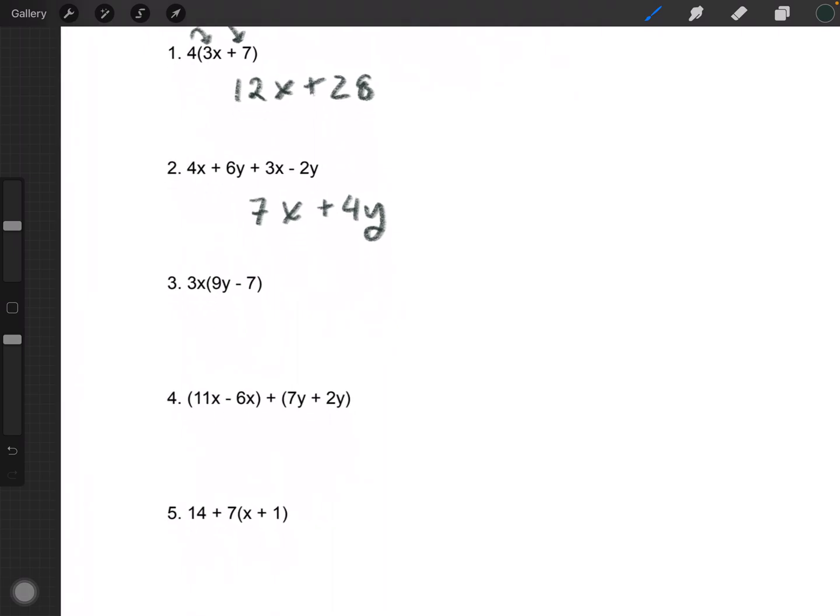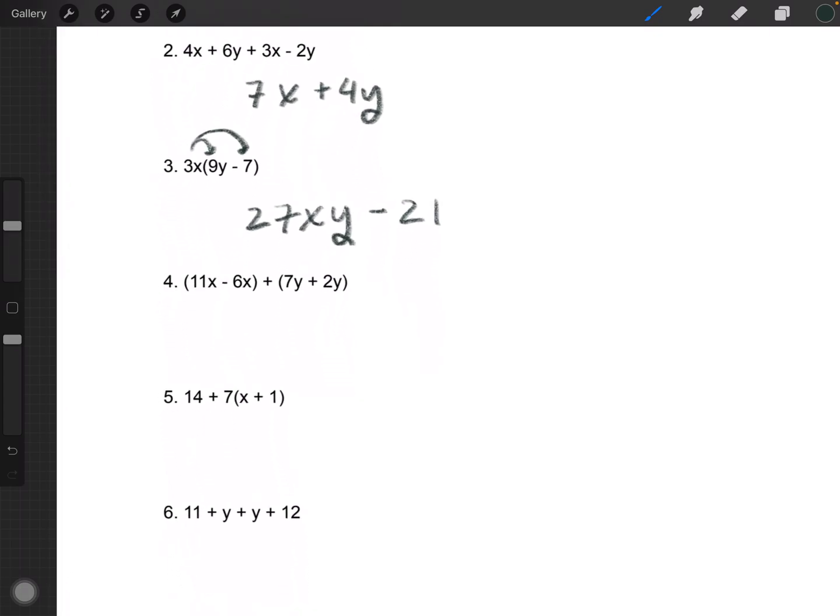So number 3, we want to distribute like we did in number 1. So 3x times 9y is equal to 27 times x times y, and 3 times negative 7 is equal to negative 21.